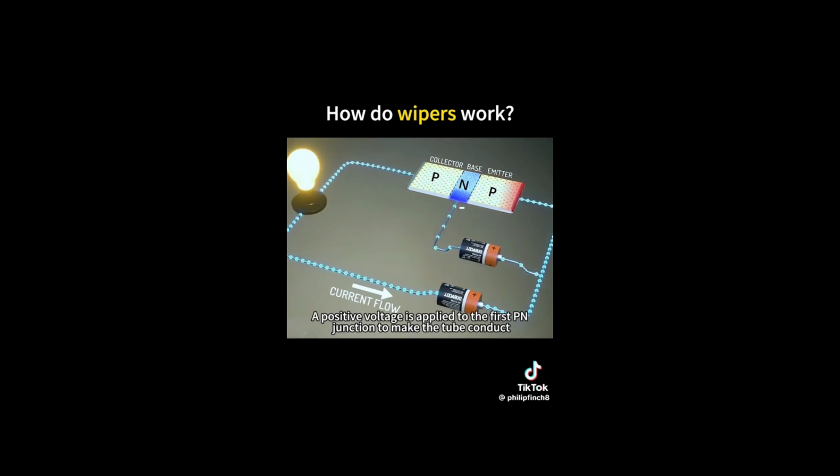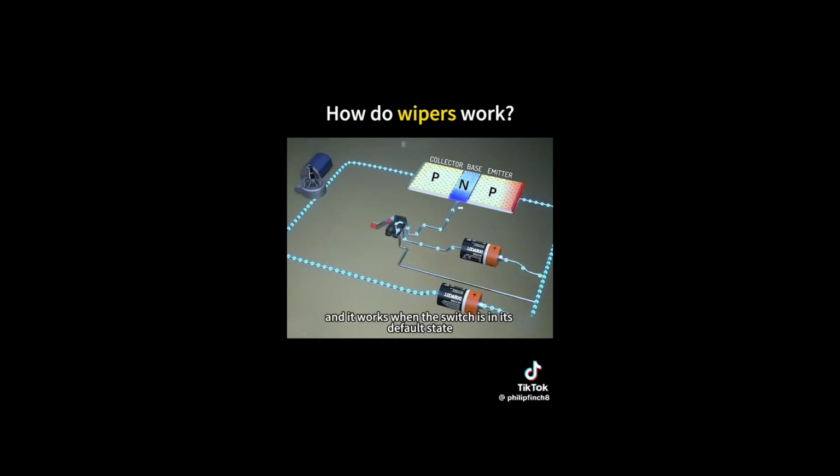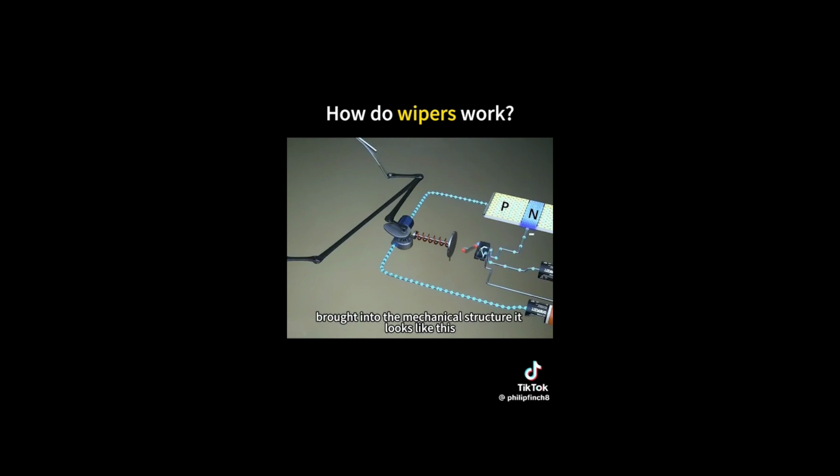A positive voltage is applied to the first PN junction to make the tube conduct, and in turn it stops working. Now we add a microswitch to the circuit and it works when the switch is in its default state. Brought into the mechanical structure it looks like this. When the highest end touches the microswitch the circuit is cut off completely. This is not working and needs to be improved.